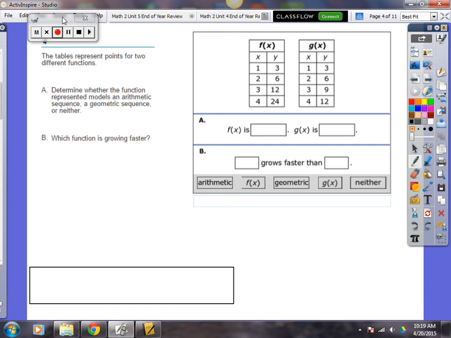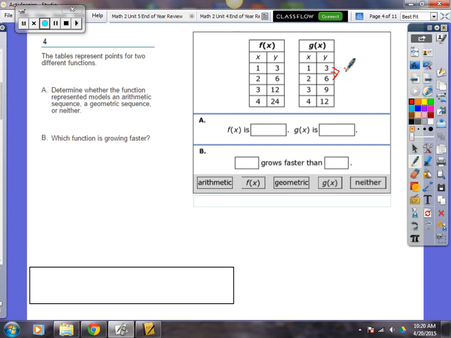Okay, number 4. I don't think we talked about either. You got two different tables describing two different patterns. You got to figure out which one is an arithmetic sequence and which one is a geometric. And that's actually easy, so nothing to stress about. Now we're figuring out how they're growing.